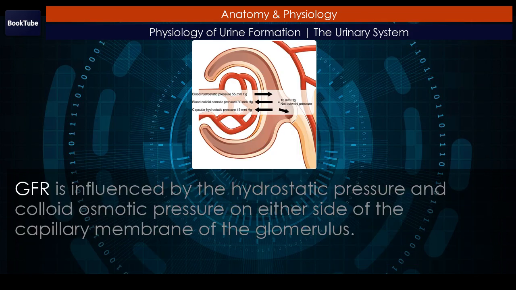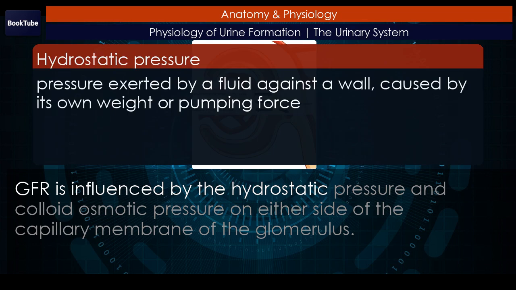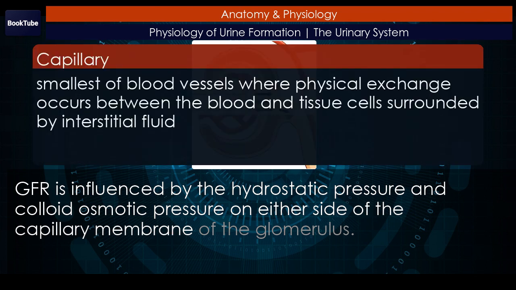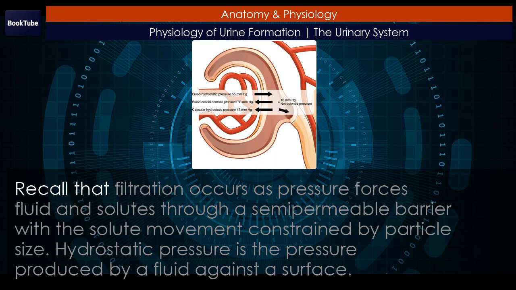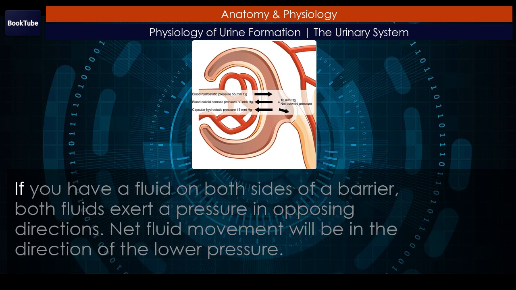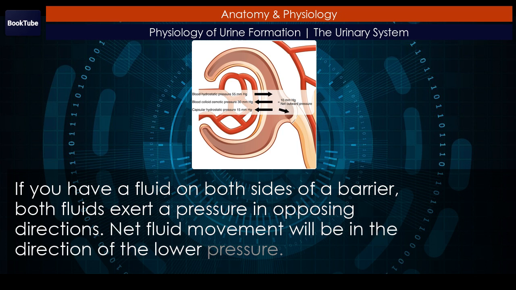Table 2. GFR is influenced by the hydrostatic pressure and colloid osmotic pressure on either side of the capillary membrane of the glomerulus. Recall that filtration occurs as pressure forces fluid and solutes through a semi-permeable barrier, with the solute movement constrained by particle size. Hydrostatic pressure is the pressure produced by a fluid against a surface. If you have a fluid on both sides of a barrier, both fluids exert a pressure in opposing directions. Net fluid movement will be in the direction of the lower pressure.